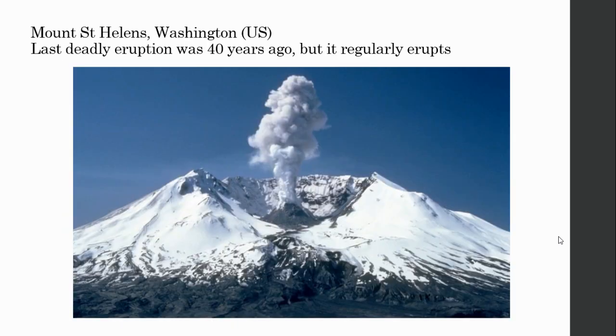First, we have Mount St. Helens, which is in Washington. Again, in America, Washington is one of the states, not to be confused with Washington, D.C. The last deadly eruption was 40 years ago, but it regularly erupts. So is it active, dormant, or extinct? Pause me now and write your answer down. Okay, let's find out if you were right. It is active. It's active because even though it's been 40 years since its last deadly eruption, it regularly erupts. So it's still active.